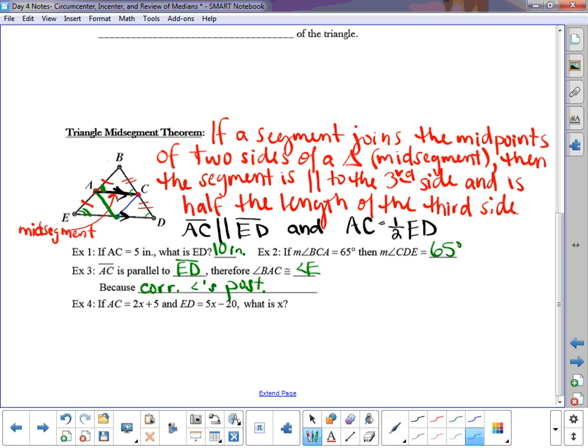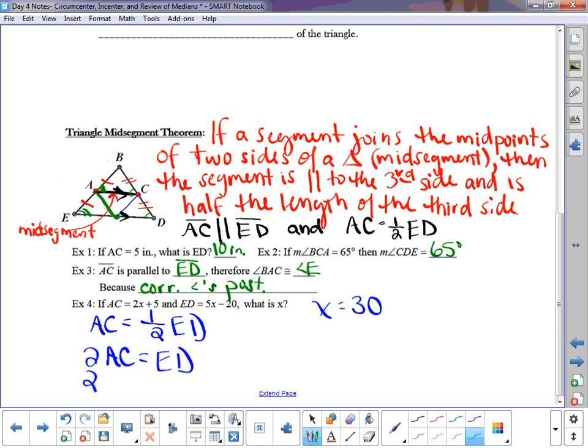Alright, what did we get for X? 30. 30, good. So my beginning equation, what I know from my theorem is that, again, the measure of AC equals 1/2 the measure of ED. And then I can put in my expressions. What's another way that I could have started out, rather than saying AC is half of ED? ED equals 2 AC. Yeah, I could have just doubled AC and let that equal ED.